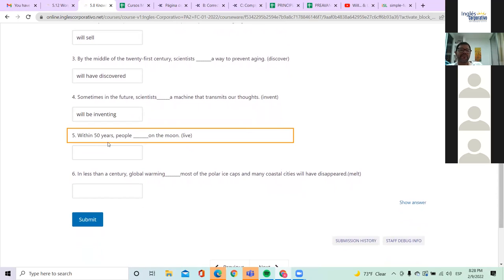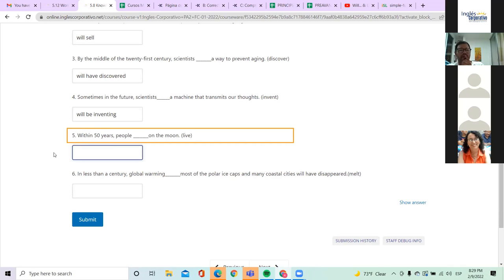What about number five? Who wants to read? Me. Go ahead. Okay. Within 50 years, people will have lived on the moon. We'll have lived. What do you think? We'll be living. And they will continue to be living there. So, Alexander, we can't say that they will have lived because that's within 50 years.